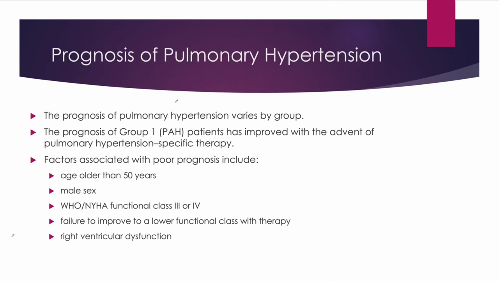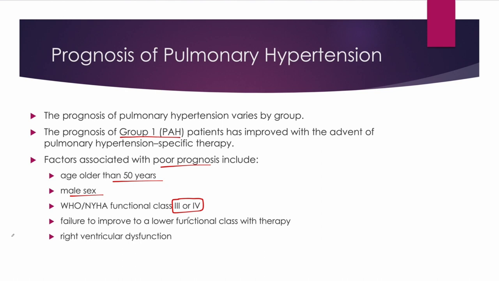What's the prognosis? Well, it really depends on what group you're in. The prognosis of PAH has improved. Remember, we said it wasn't very good, but with the new vasoactive medications, it has improved. Those that have a poorer prognosis are going to be pretty self-explanatory. Older patients, unfortunately, and males have a worse prognosis. Those functional classes, remember we had several functional classes depending on how it affects their daily life and the kind of symptoms they have. The ones in the two top classes are obviously going to have a poorer prognosis.